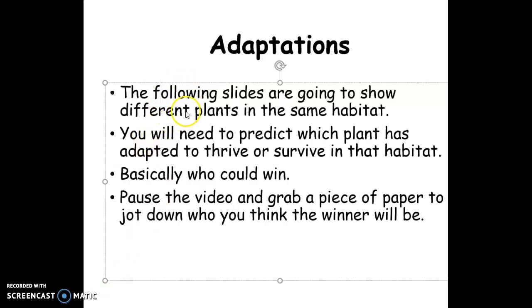The following slides are going to show different plants in the same habitat. You will need to predict which plant has adapted to thrive or survive in that habitat. Basically, who could win. Pause the video and grab a piece of paper to jot down who you think the winner will be.